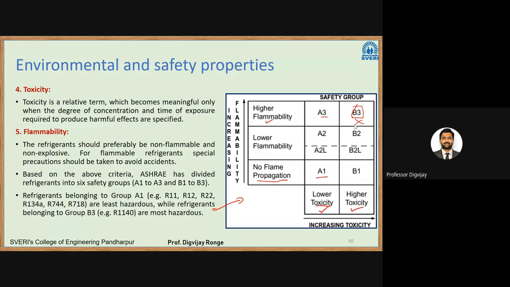Please draw that table, so that it will clear your idea about toxicity and flammability. You can write this standard also: this is ASHRAE standard 15. So draw that table and give the title as ASHRAE standard 15. It specifies gas flammability and toxicity.